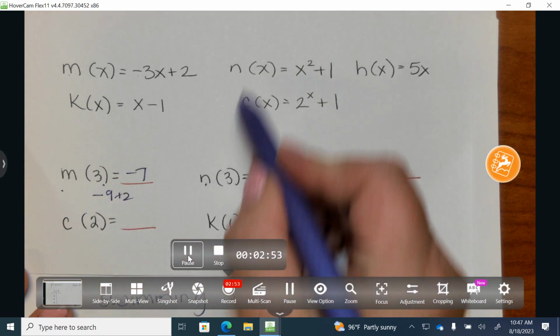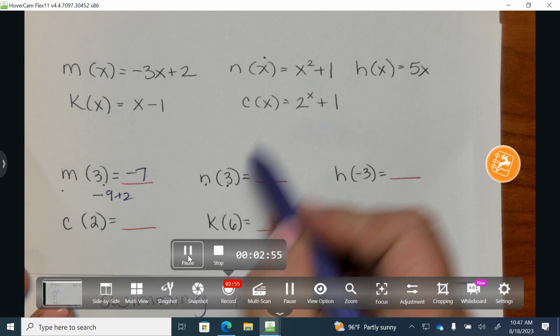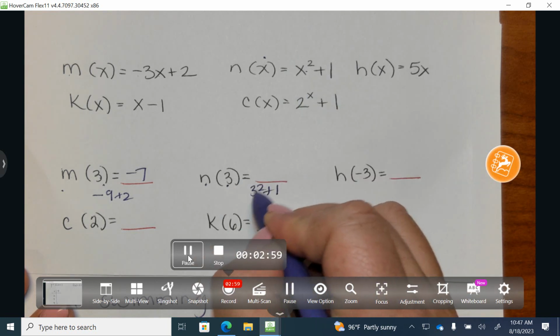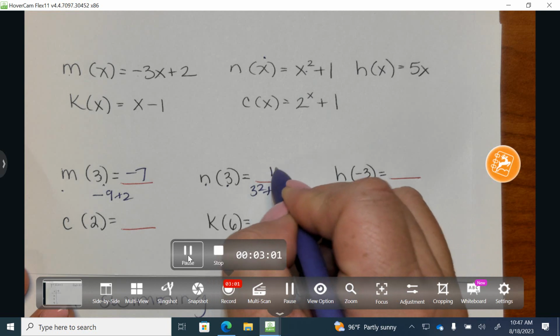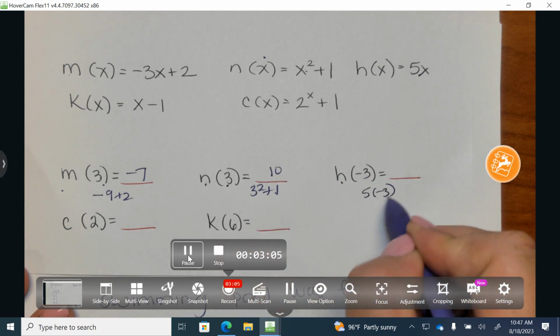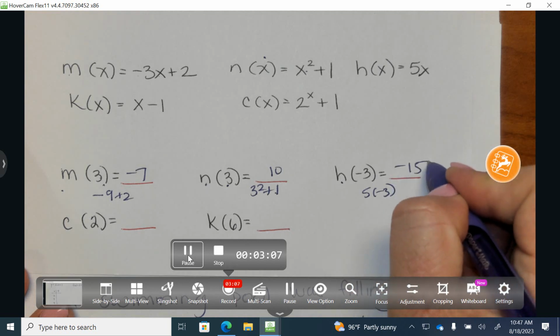Let's find function n. Let's input 3. 3 squared plus 1. Well, 3 squared is 3 times 3. That's 9. 9 plus 1 is 10. Let's find h, and let's input negative 3. 5 times negative 3 is negative 15.